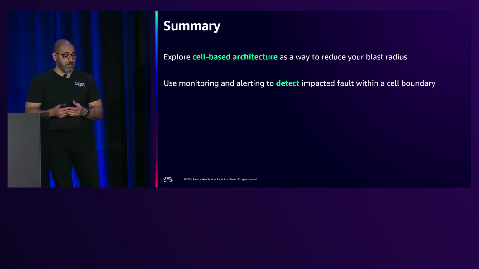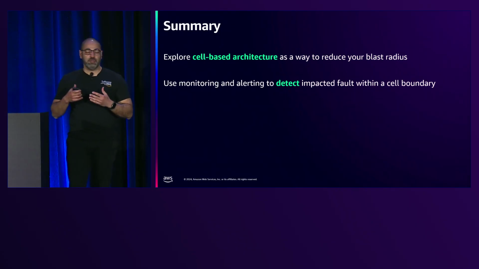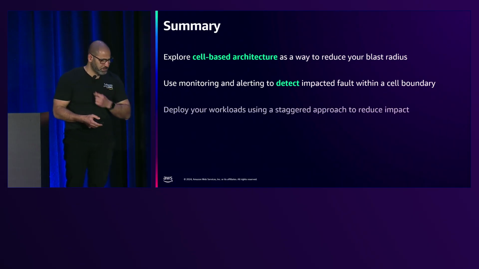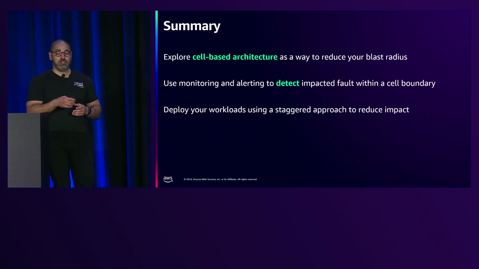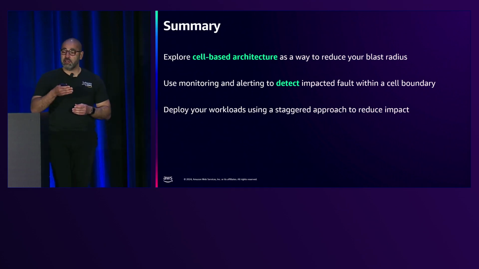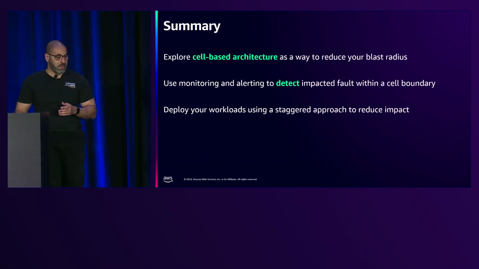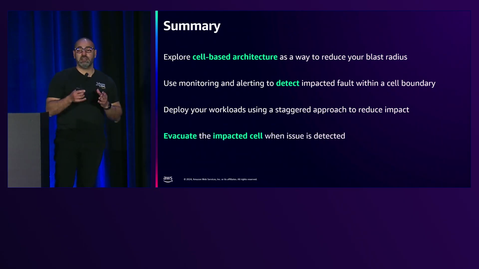Use lots of monitoring and alerting, and make your observability and monitoring cell aware to ensure that you have more cell insights, more observability into your cells. From a code deployment perspective, look at a staggered approach to deploy from a single unit of deployment and then just grow that out. And lastly, once you identify that there's an issue, look to mitigate and evacuate the impacted cell.